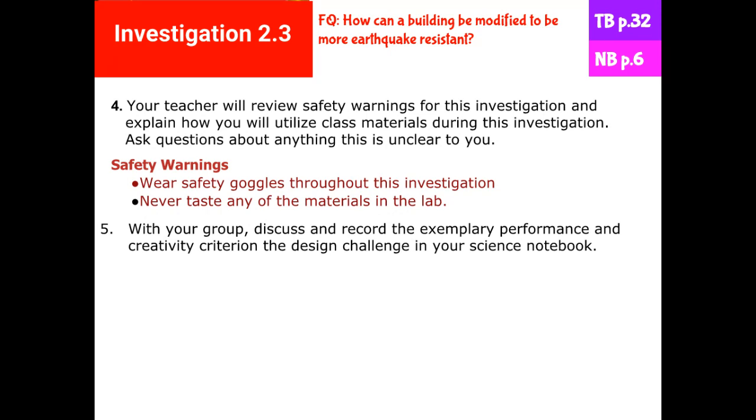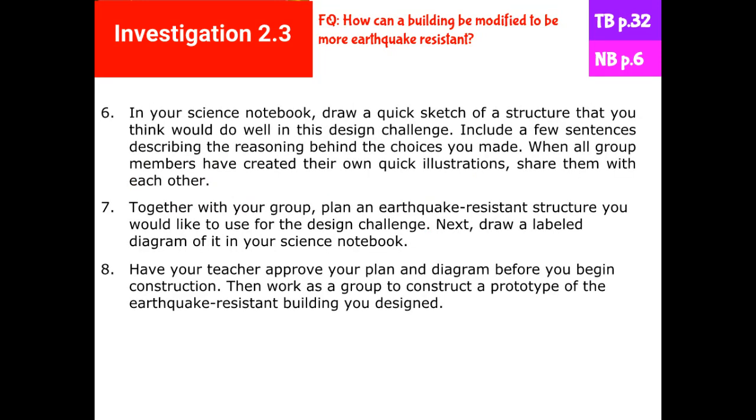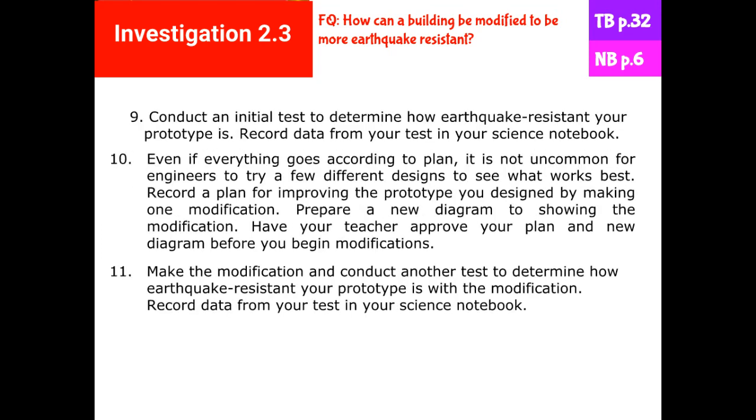For step four, we're going to go over safety warnings. And step five, you're going to discuss and record what you want to get for your evaluation on your rubric. Step six is to draw a sketch of the structure that you want to create and include some sentences describing why you made the choices you did. You're going to plan your earthquake-resistant structure and get that approved by your teacher.